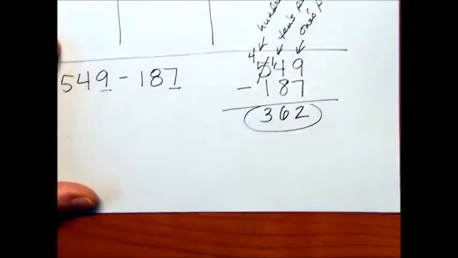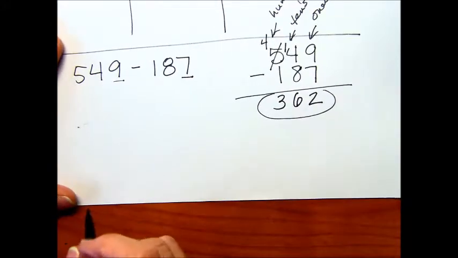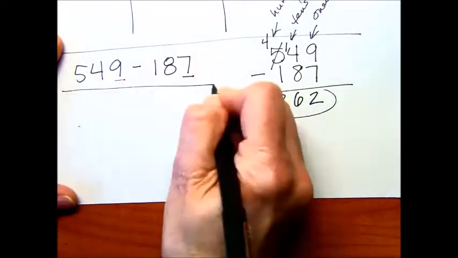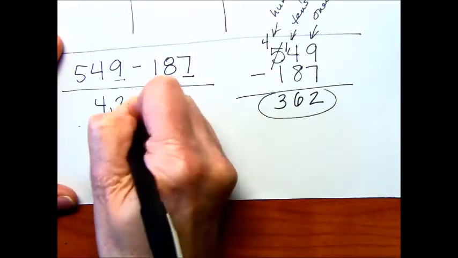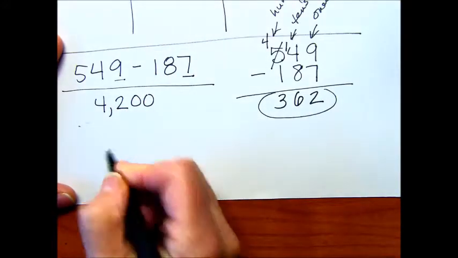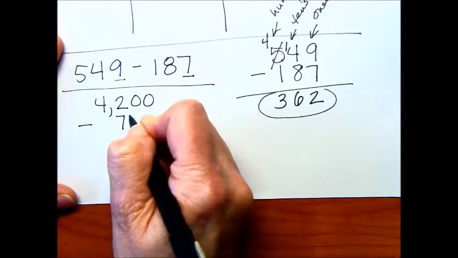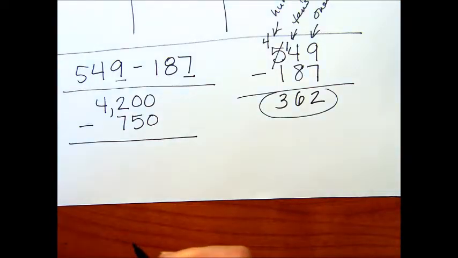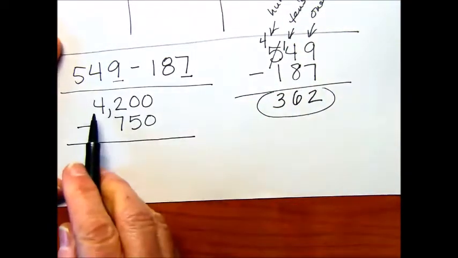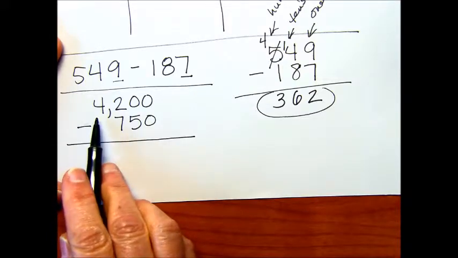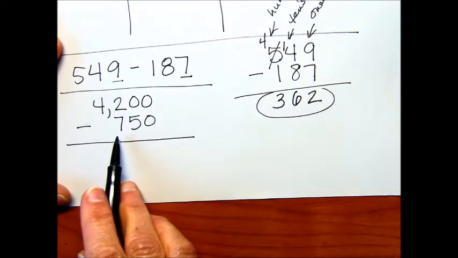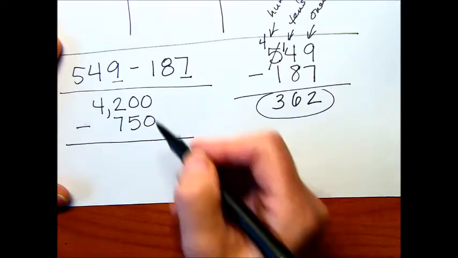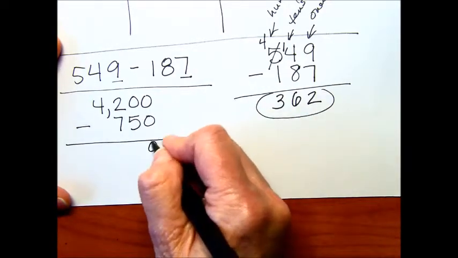I want to do one more problem, writing it out, and this is with zeros. So say we have, and I'm going to write it out vertically, 4,200. And from that, I want to subtract 750. Here we have a 4-digit number, and then from that we're going to take away a 3-digit number. Ones, tens, hundreds, and thousands. So 0 take away 0 will be 0.